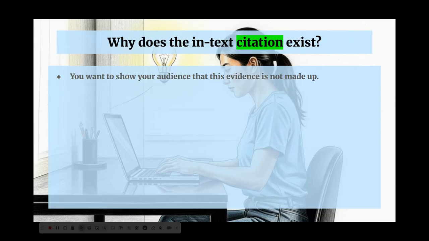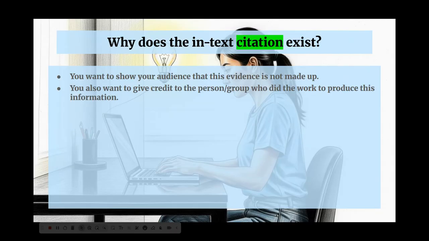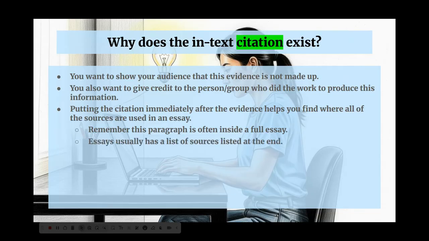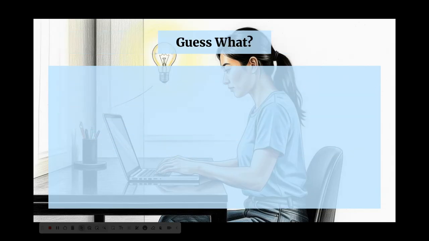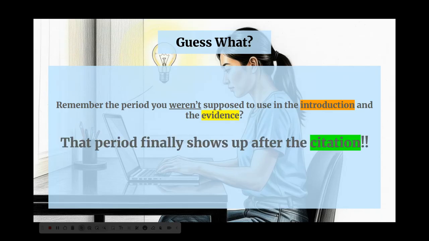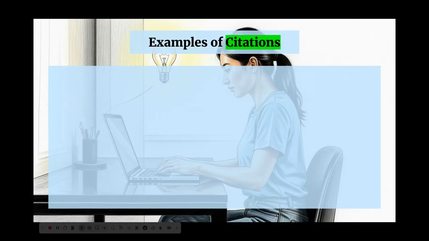The reason that in-text citations exist is that you want to show your audience that the evidence is not made up. And so you want to give credit to the person or group who did the work to get that information. So when you put the citation immediately after the evidence, it helps people find where all the sources are. Because remember, this paragraph is normally inside an entire essay, and there's usually a bunch of different sources listed at the end. So the in-text citation just makes it easier for the reader to see where all the sources are located. And guess what? That period you haven't used in introduction and evidence will be used after the citation. So I'll show you what that looks like.